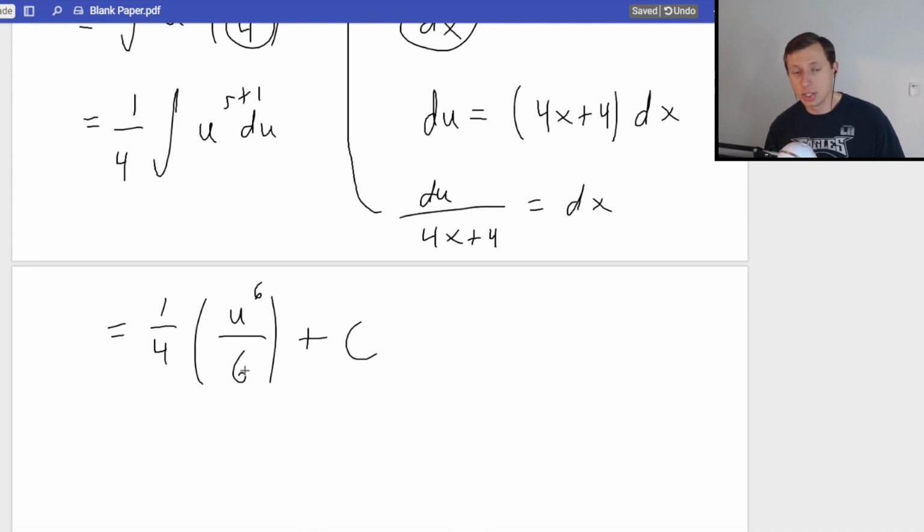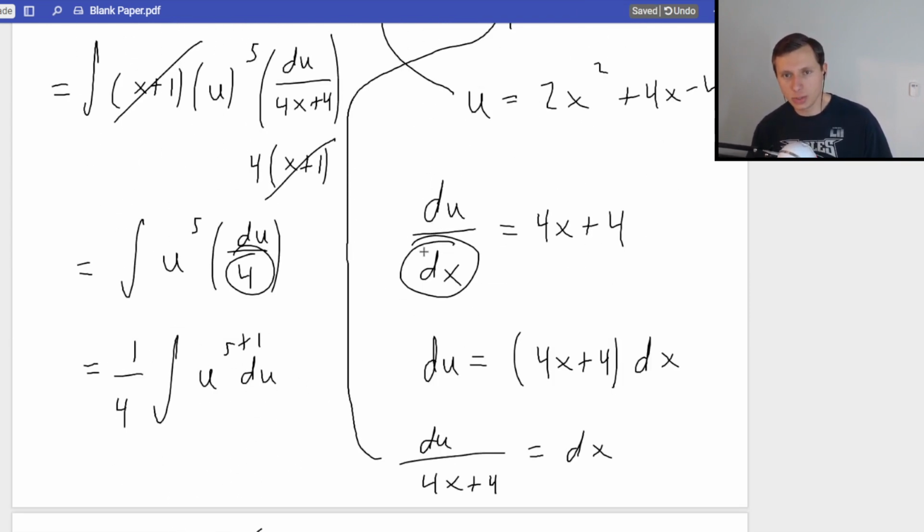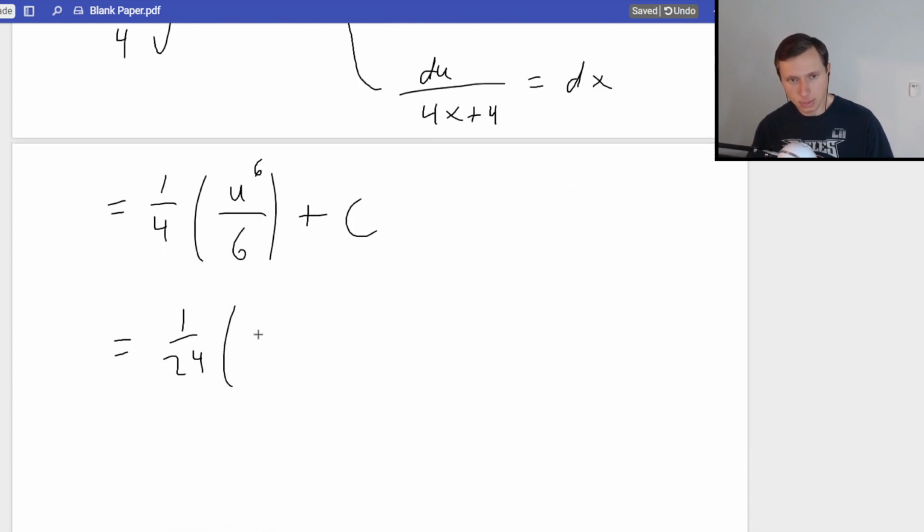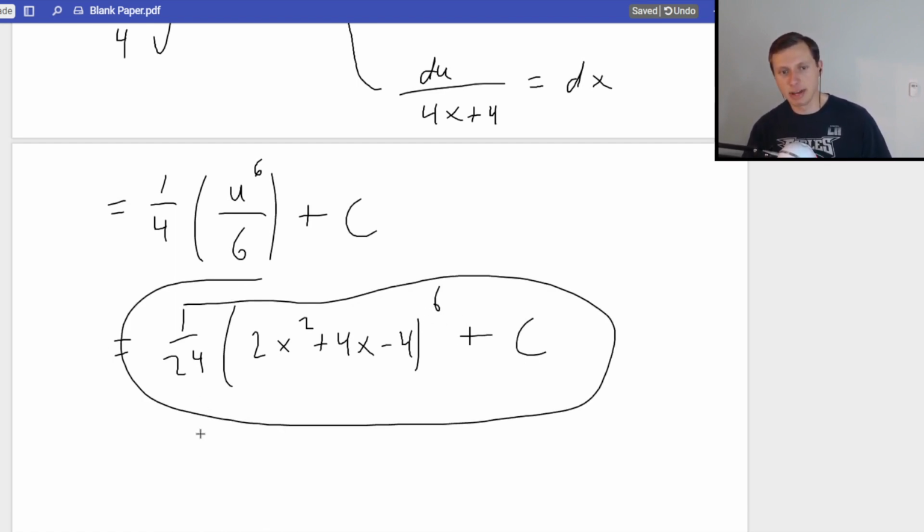What we do need to do, though, is plug in for u. This is when we plug in for u. It's the last step. You need to do it. So, I mean, I can write 1/24. It doesn't matter. The 4 times the 6 in the denominator gives me 1/24 times u, which we said was 2x squared plus 4x minus 4. So quantity 2x squared plus 4x minus 4, that is raised to the 6th power plus c. This is my final answer. Any questions?